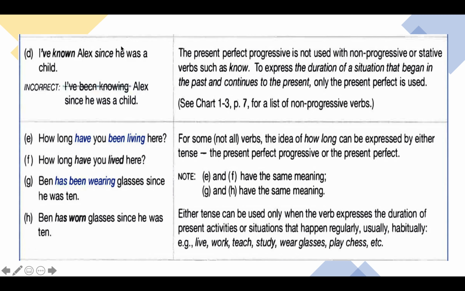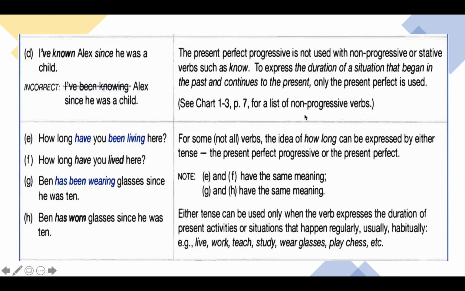So bear in mind, please, that the present perfect progressive is not used with non-progressive or stative verbs such as the verb know. To express the duration of a situation that began in the past and continues to the present, only the present perfect is used here. Even if the action is going on now, you can't use progressive, okay? You simply use the present perfect simple, okay? This is the first thing you have to pay attention to.